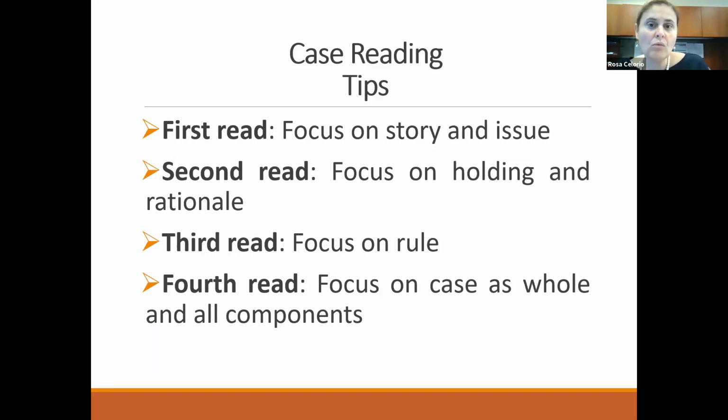I also would do a third read to focus more on the rule, or what we call the legal question of the case. This is very important because when you're doing your final exams later in the semester, a lot of what you're going to be doing is basically absorbing those rules from cases and applying them to new fact patterns, because that's what we do as US lawyers.